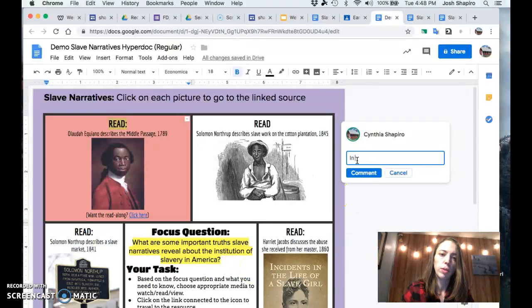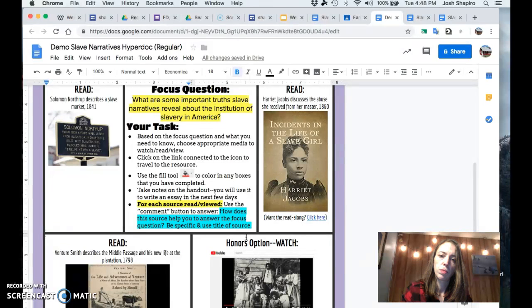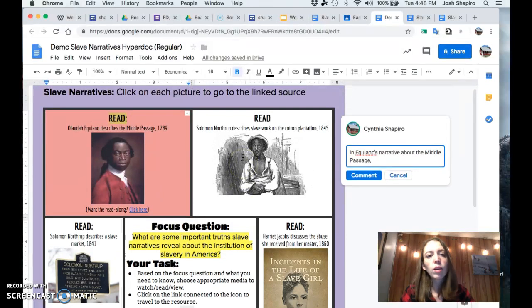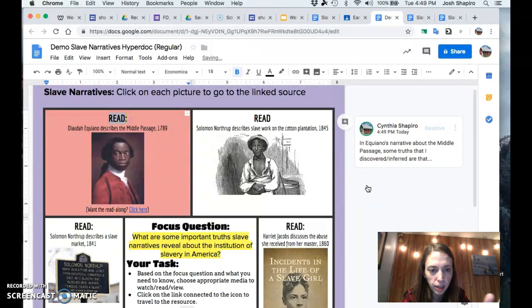All right? So I would say, in Equiano's narrative about the Middle Passage, so how does it help me to answer the focus question of what important truths, right? That depends on what I found in there. So in Equiano's narrative about the Middle Passage, some truths that I discovered or inferred, right, are that, and then you would say what those truths are, just like we practiced in class yesterday, okay? Make sure that you seal the deal by pressing comment so that it sticks, all right?